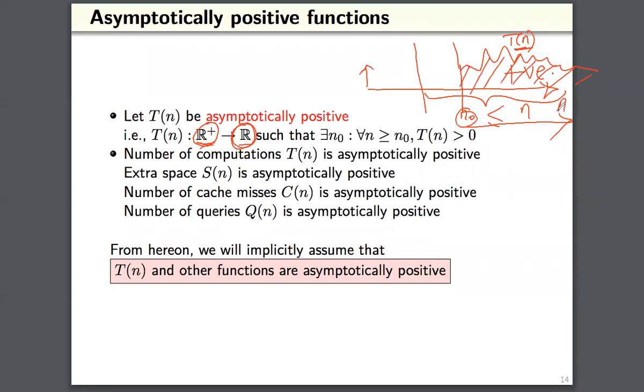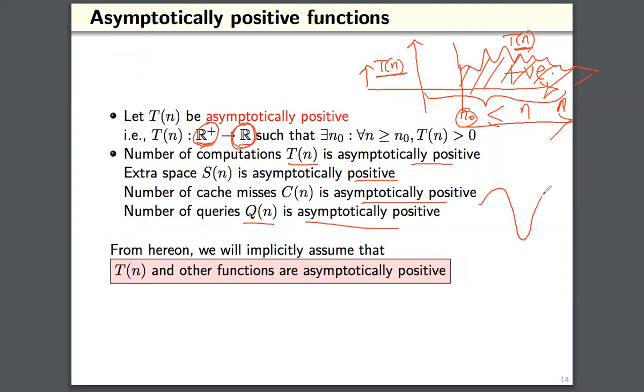This is your n, the problem size, on the x-axis. The y-axis is either runtime or space complexity, whatever. See, the number of computations, T of n, is asymptotically positive. Space is asymptotically positive. Cache misses is asymptotically positive. Number of queries is asymptotically positive. Why? Because when we deal with positive functions, we can define order and all those things.